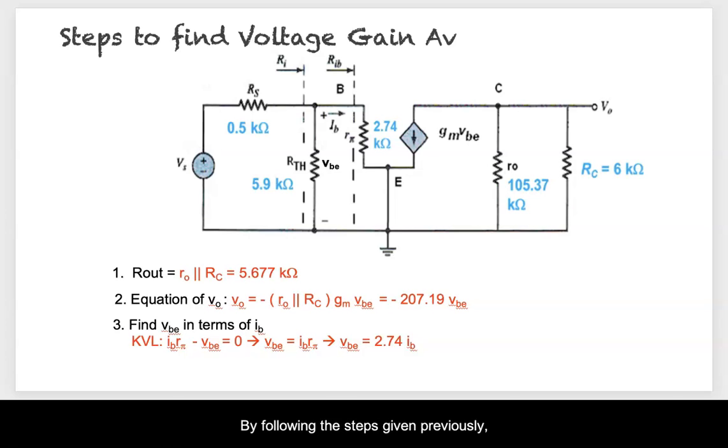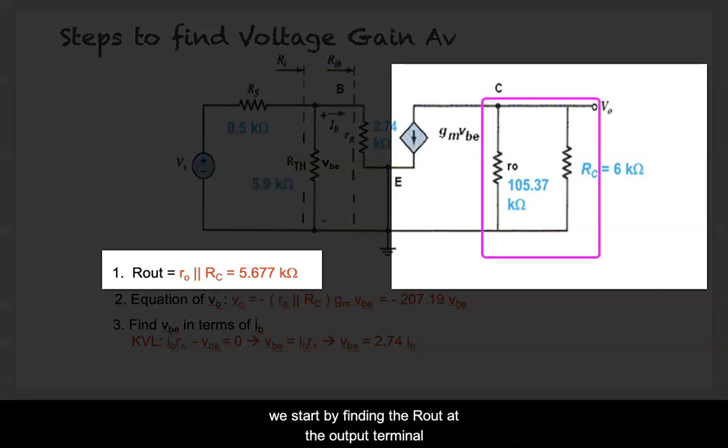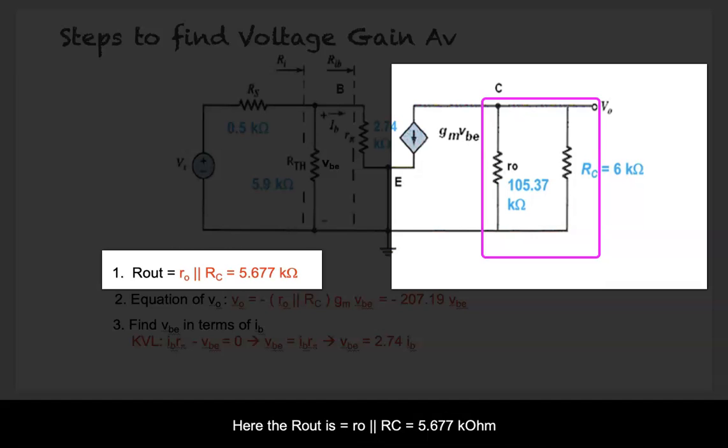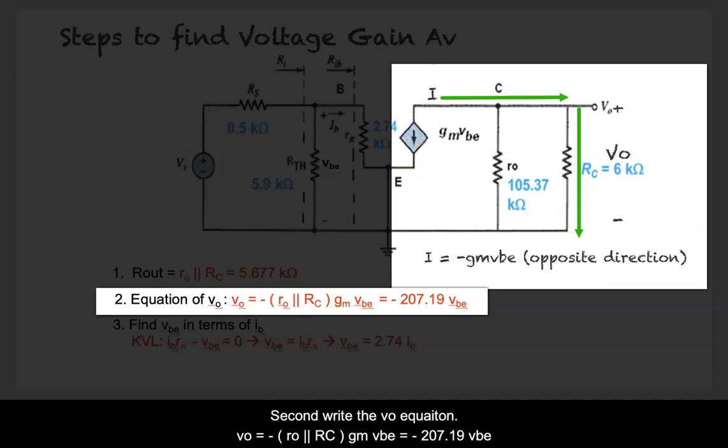By following the steps given previously, we start by finding the R out at the output terminal. Here, the R out is RO parallel with RC, and this is equal to 5.677 kilo ohm. Second, we write the V out equation. V out is equal to minus GMVBE times R out, and R out is RO parallel with RC, and this is equal to minus 207.19 VBE.